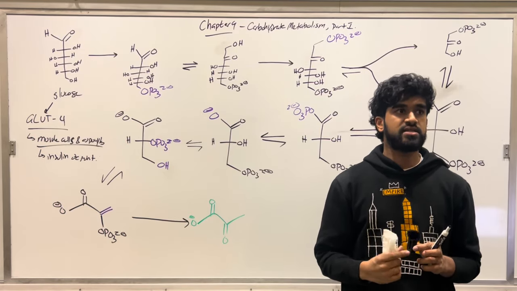You know what we're going to do? For the first time ever, we're going to use the second board. So step one: hexokinase traps glucose in the cell as glucose 6-phosphate.